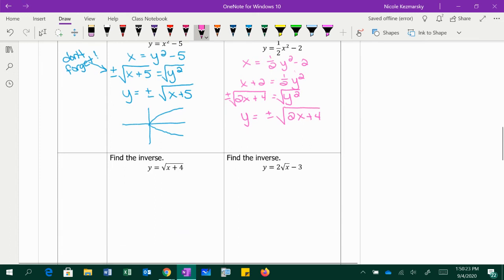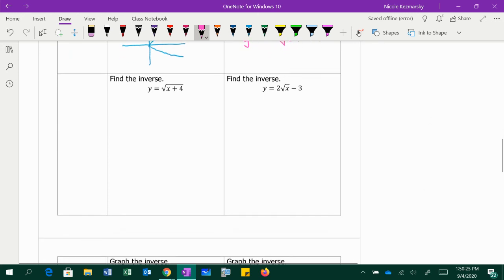Okay. Let's try it with a couple of root functions. So I'm going to say x equals square root of y plus 4. To get rid of the square root, I'm going to square both sides. So I'm going to have x squared equals y plus 4. Then I'll subtract the 4, and I get y equals x squared minus 4.